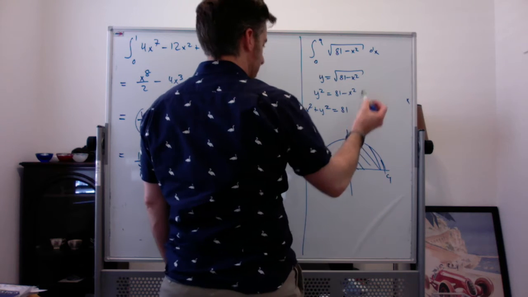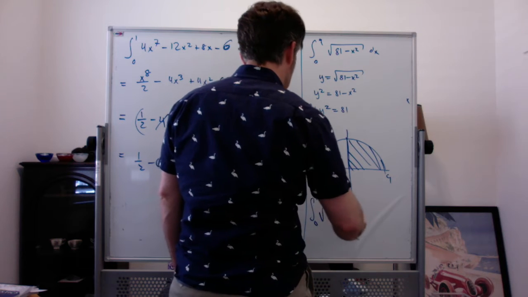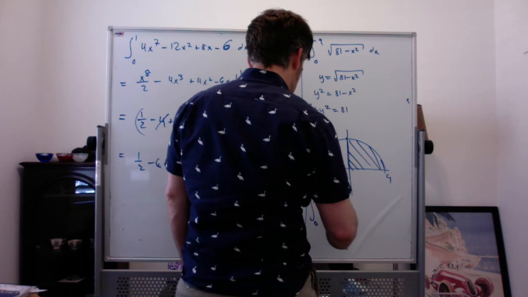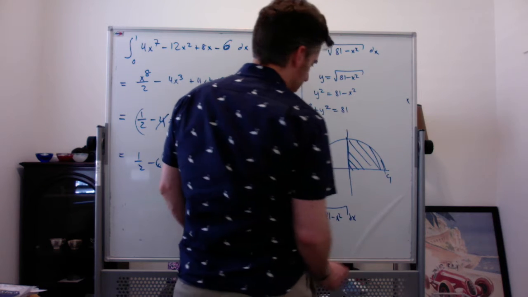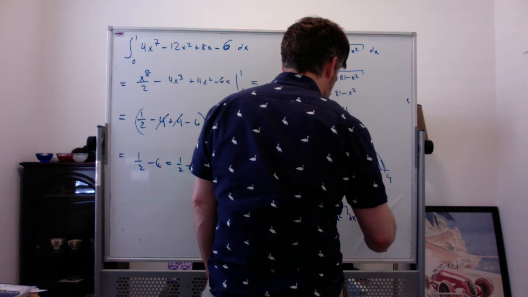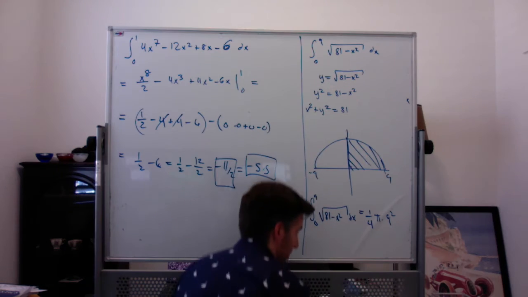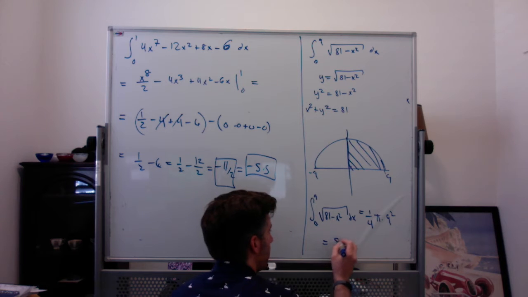So my area here, which is the integral, right, the integral of a function is the area that's below the function above the x-axis. That's going to be 1/4 of the circle, so it's going to be 1/4 pi times the radius, which is 9 squared. 9 squared is 81, so I get 81 pi over 4.